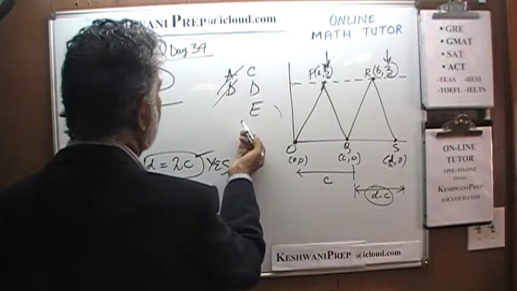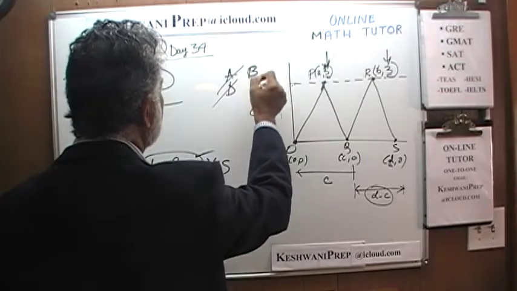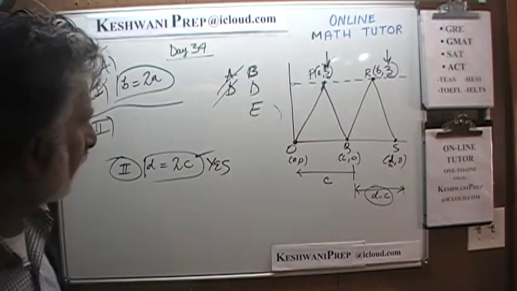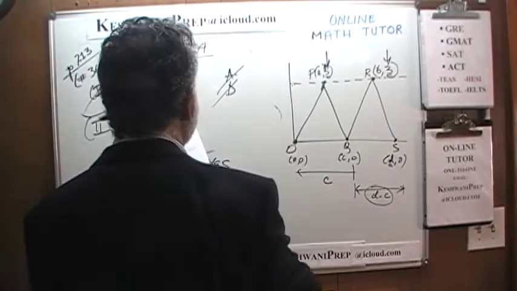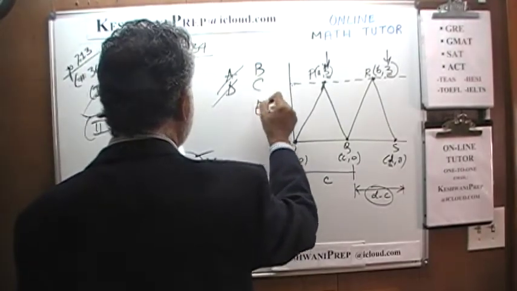I don't know what is going on here. A, D, BCE. AD, BCE. The answer is B.